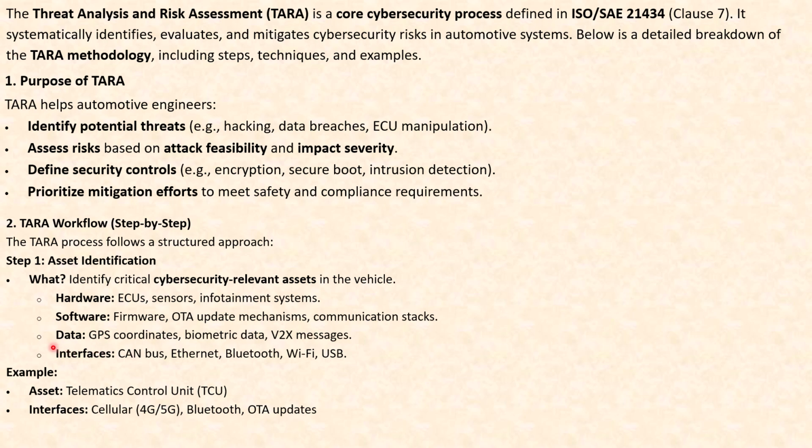Next comes data like GPS coordinates, biometric data, V2X messages, and interfaces like CAN buses, Ethernet, Bluetooth, Wi-Fi, USB. Example: asset telematics control unit and interfaces, cellular, Bluetooth, OTA updates.